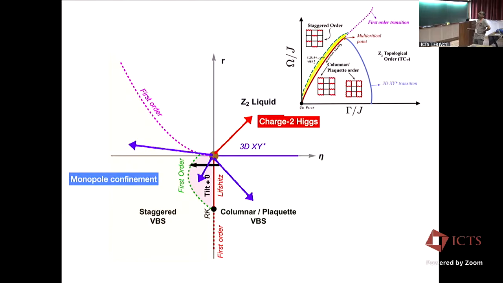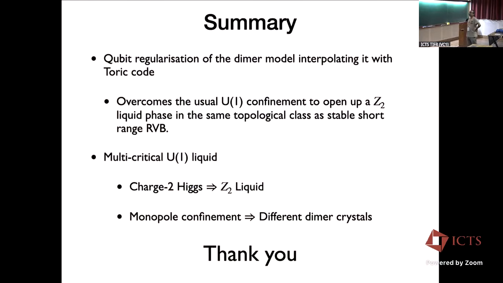So starting with this Yuan liquid, you condense the charge-2 Higgs scalar, which microscopically is controlled by the mixing of the one dimer and the three dimer configurations, and that gives you the Z2 liquid. And this essentially was absent in all the older dimer model calculations. But you can also undergo monopole confinement because it's a compact Yuan theory and describe all these various kinds of dimer crystals. So that's essentially what I'll end up with.